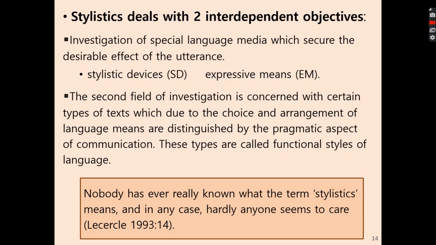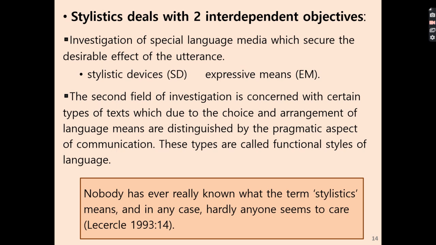Stylistics actually deals with two interdependent objectives. The first one is the investigation of specific or special language media which secure the desirable effect of the utterance. So there are two things that we are going to take a look at this time. There are stylistic devices and expressive means that we are going to elaborate further in the next slides.